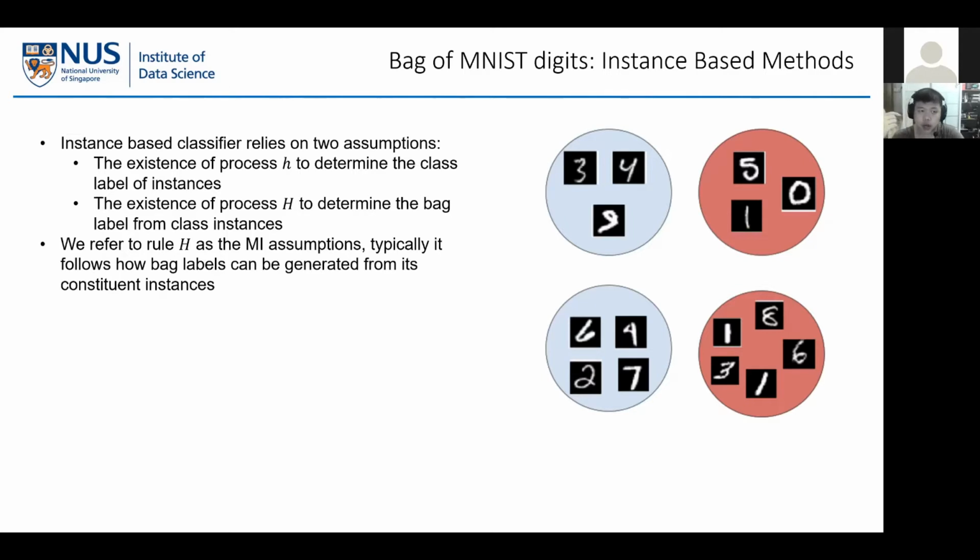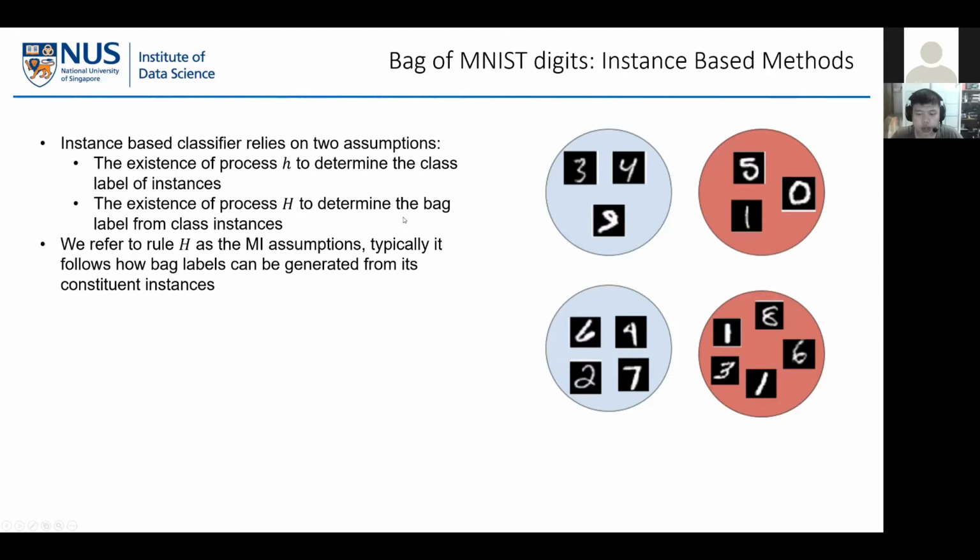In instance-based methods, we're trying to train an instance-based classifier, and we rely on two assumptions. The first assumption is that we have this process h to determine the class label of instances. When we say class label of instances, at least in this example of bag of MNIST digits, this class label is something that must be related to the label of the bag as a whole. In this case, the label is the digit label, like whether this is a picture of 3, 4, or 9. And we know that this is related to another process, called capital H, that will determine the bag label from the instance classes.